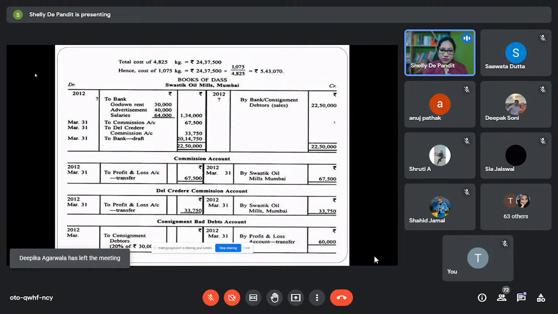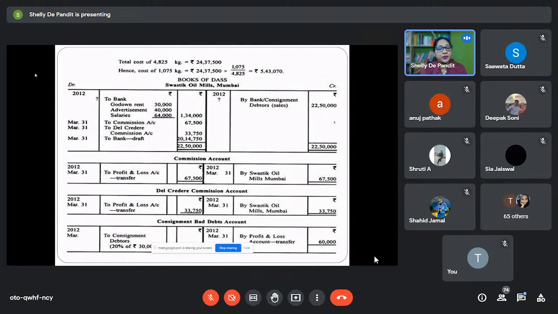Commission is your income. So that should be also transferred to PL account. All incomes and gains are to be credited in the PL account. So by applying that rule, we have put the profit and loss account in the debit side, just like we do the same thing for Del Credere commission. And let us concentrate on the bad debt part.